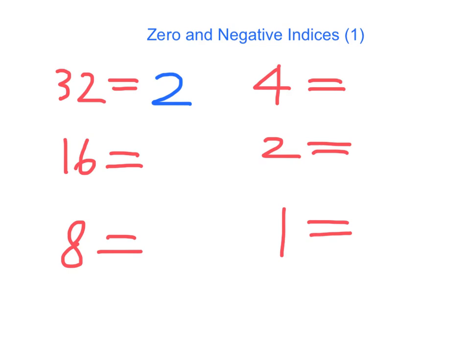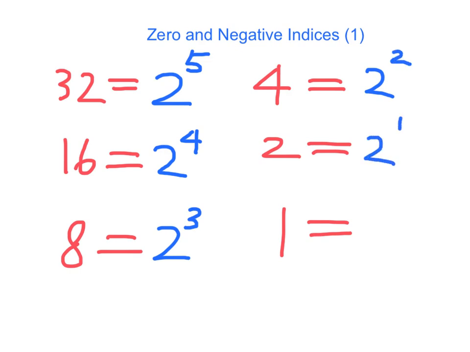How about this? 2 to the power 5. For 16, it will be 2 to the power 4. And for 8, obviously you can see that is 2 to the power 3, and 4 is 2 squared. And for 2, it will be 2 to the power 1. My question is, what about 1?